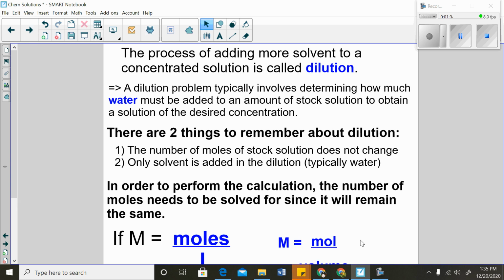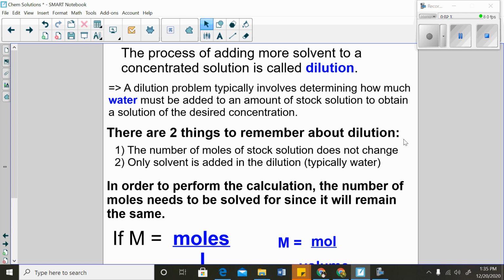In any case, the process of adding more solvent to a concentrated solution is called dilution. A dilution problem typically involves determining how much water must be added to an amount of stock solution to obtain a solution of the desired concentration, which is what your teachers need to do when they're prepping your labs, right? You will never be working with a stock solution that is too dangerous. You'll always need some diluted acid or base. So dilution means to add water to that acid, so it's not as dangerous to use.